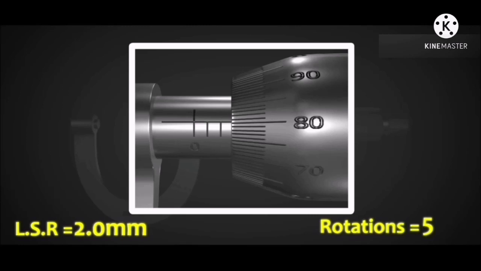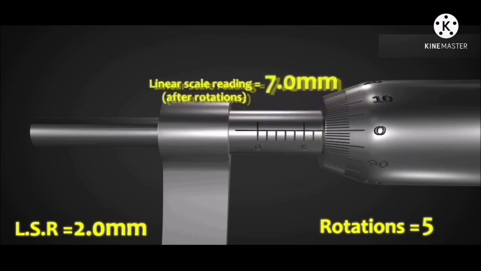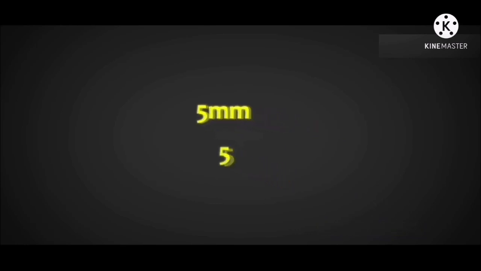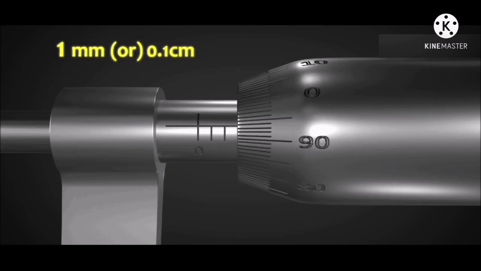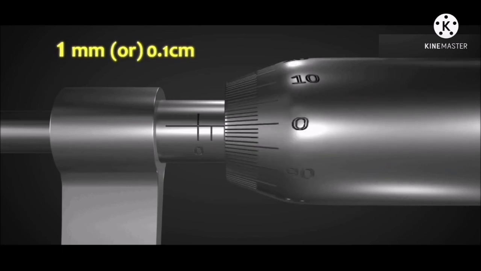When the zero mark of the circular scale again arrives at the reference line, one rotation is said to be completed. We again note down the linear scale reading after 5 rotations. It is 7.0 millimeter. We get the linear distance moved as 7.0 millimeter minus 2.0 millimeter, which is 5 millimeter. Thus, pitch can be calculated as 5 millimeter divided by 5, which is 1 millimeter. The pitch of the screw is 1 millimeter or 0.1 centimeter. Therefore, the distance moved by the screw in one complete rotation of the circular cap is 1 millimeter.